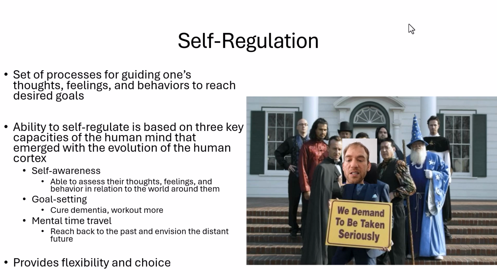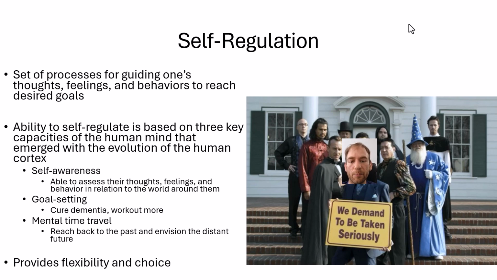These sets of capacities provide for a greater flexibility in choice of behaviors. So we regulate in the pursuit of some kind of desired goal. Thus our feelings, our thoughts, our behaviors will theoretically be in service to and in pursuit of those goals. And then we have three capacities that contribute to this process of self-regulation.